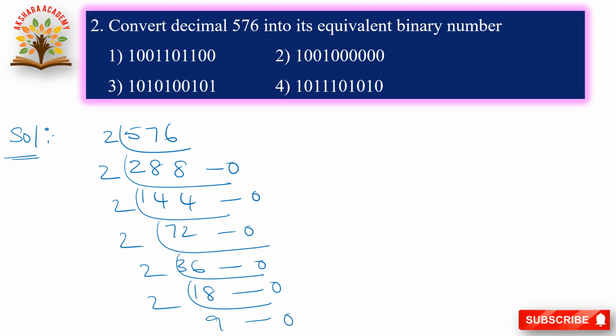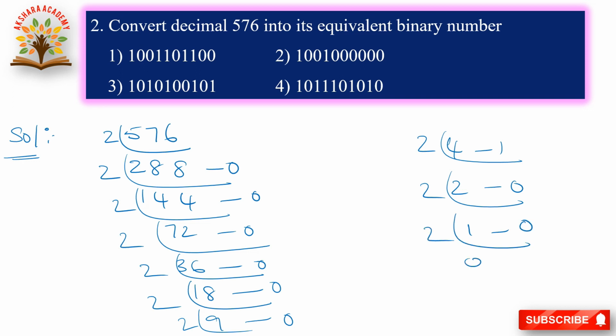then continuing here, with the 2 table we are dividing, and then 2 4s are 8, remainder 1, 2 2s are 4, remainder 0, and then 2 1s are 2, remainder 0, 2 0 is 0, remainder 1. Here, from bottom to top we have to write.